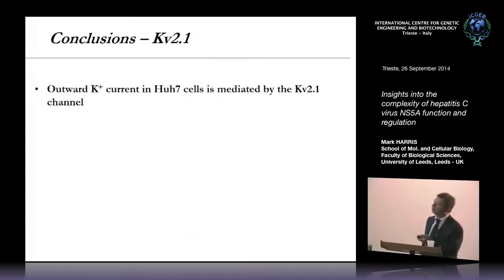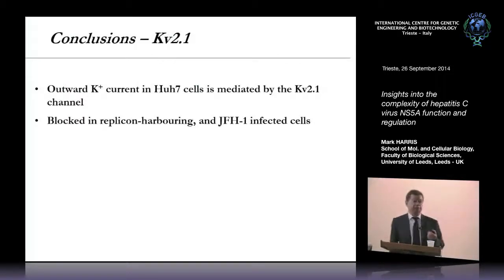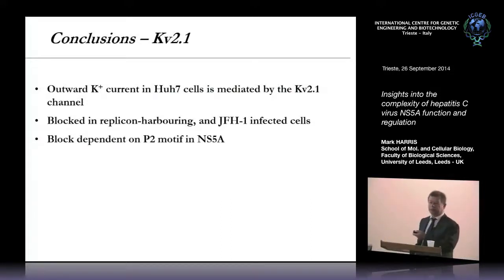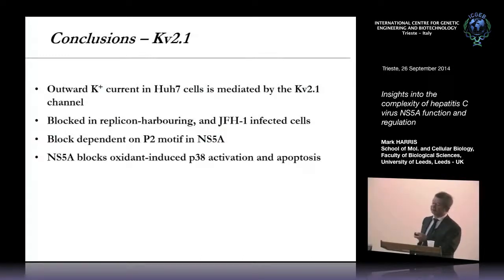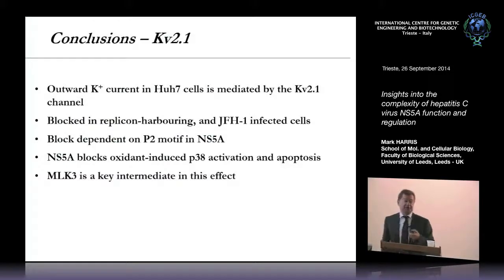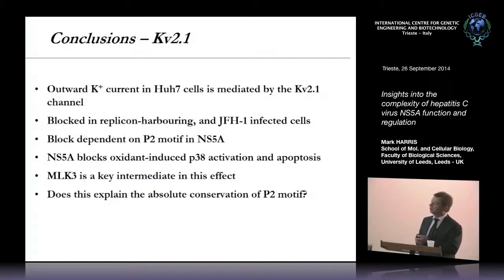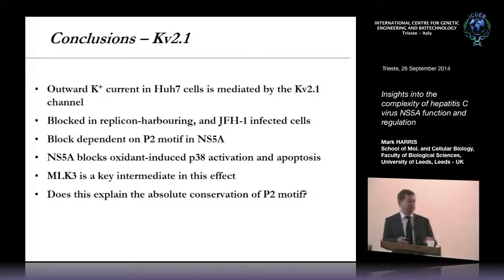So just to conclude this part of the talk, what I think I've shown you is that there's an outward potassium current in HOH7 cells that's mediated by Kv2.1, and it's blocked by replicons, it's blocked by JFH1, and that block is dependent on this P2 motif in NS5A. And NS5A blocks the oxidant-induced P38 activation and apoptosis. MLK3 is a key intermediate in this effect. And what we're wondering is whether this might explain the absolute conservation of that P2 motif. So maybe the virus needs that P2 motif because it needs to avoid the induction of apoptosis in the infected liver.